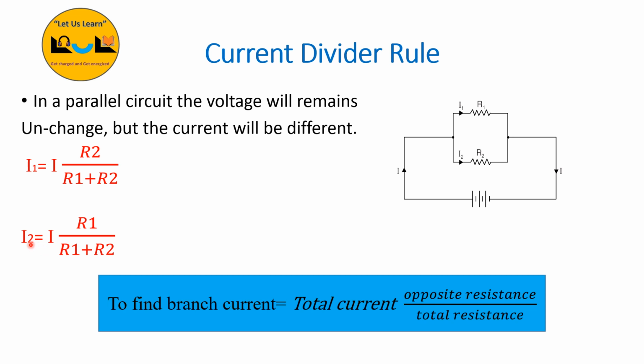Similarly for I2, I is the total current. For I2 the opposite resistance is R1. So I2 is equal to I into R1 divided by R1 plus R2. This is the formula.